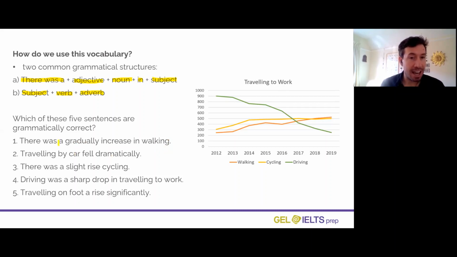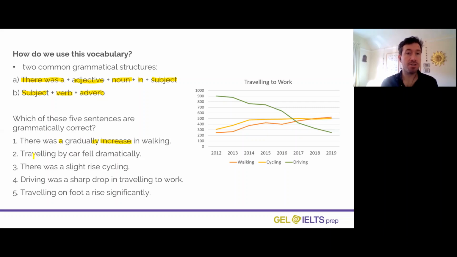Well, it has a increase. A increase is a noun, okay? And as we saw here, we've got there was a plus a noun. So in the middle, we need an adjective, and gradually has ly. So gradually is not an adjective, it's an adverb. And like I said before, an adverb and a noun together doesn't work. So if we wanted to make this sentence correct, we would have to say there was a gradual increase in walking. So without ly. So that one's not correct.